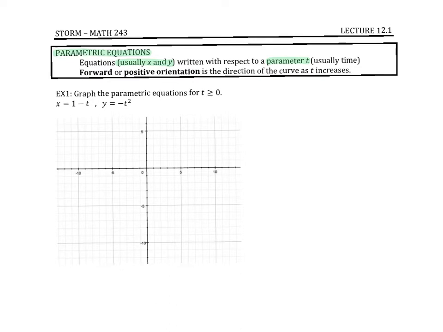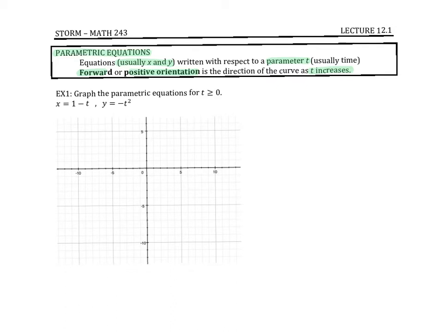We usually use parametric equations to describe the position of an object as time goes on. So we usually let t stand for time and x and y be the position of the object. Now, with this parameter t, our curve made up of points x and y will be generated in a certain direction, which we call the forward or positive orientation. So again, that's the direction that the curve is generated in as t gets larger and larger, or as t increases.